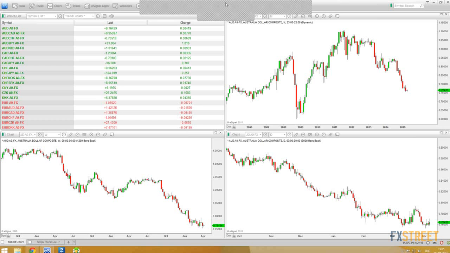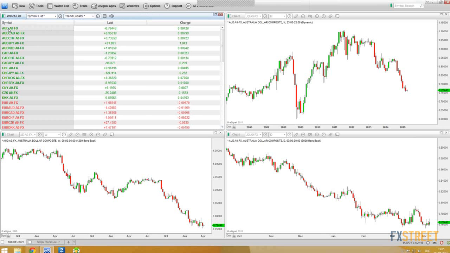So what you can see in front of you, as always, is my regular screen setup. I've got the watch list on the left-hand side, so that's the Aussie dollar, going all the way down to the South African rand and Japanese yen. So a very extensive watch list. I've got the monthly time frame in the top right corner, the weekly time frame in the bottom left corner, and the daily time frame in the bottom right corner.